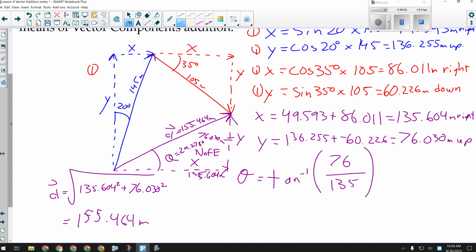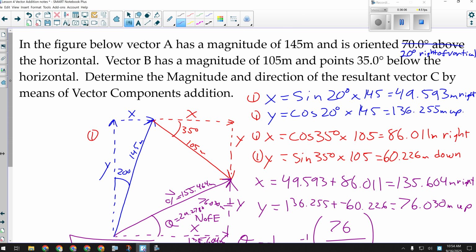Let's go back to our givens here. How many significant digits can my answer have? 4, 3. Oh, that's the number outside. The 20 degrees only has 2. That's why I changed it. I wanted to also throw in a significant digit thing here. 145 has 3, 105 has 3, 35.0 has 3, but 20 has 2. And I used it to calculate stuff. Therefore, my final answer can only have 2 significant digits.